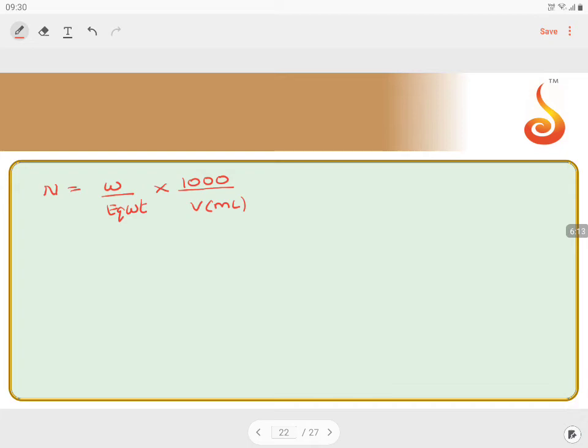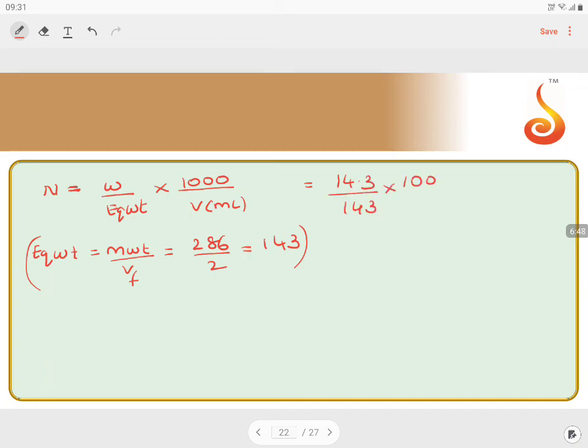Normality is equal to weight by equivalent weight into 1000 by volume in milliliters. We know for Na2CO3·10H2O, the equivalent weight is molecular weight by valency factor, which is 286 by 2, which is 143. This is the equivalent weight. Substituting in the formula, the weight given is 14.3, equivalent weight 143, into 1000 by the volume given, 100 ml. So this is equal to 1 normal.